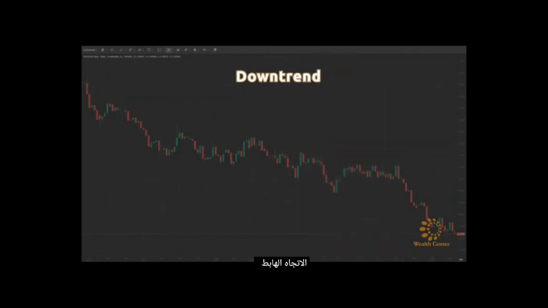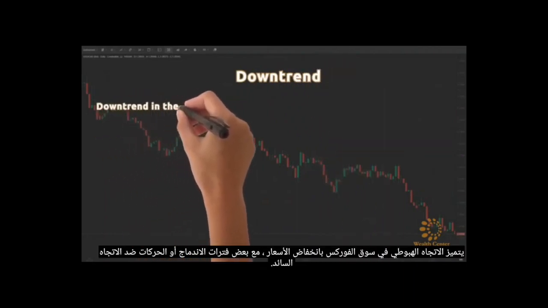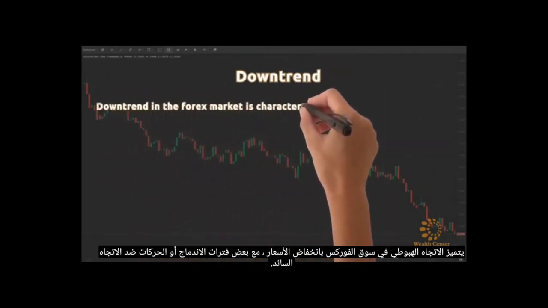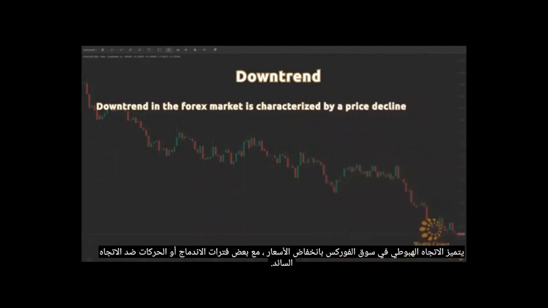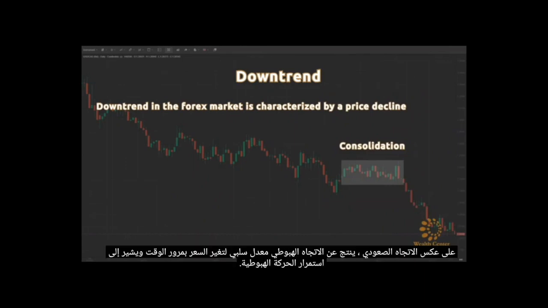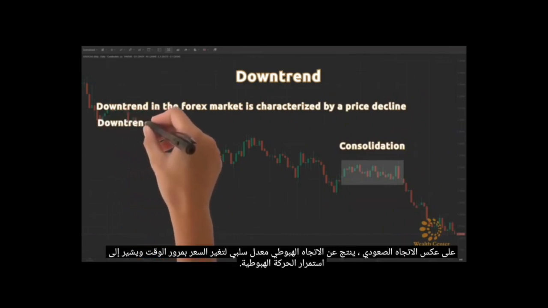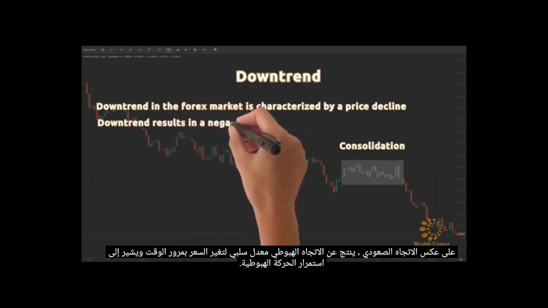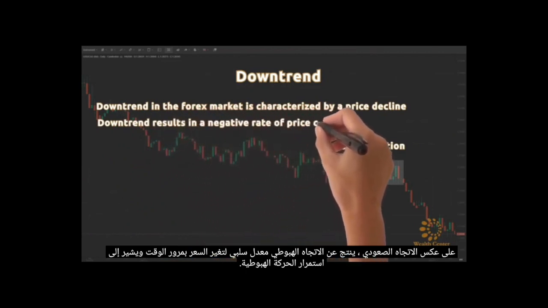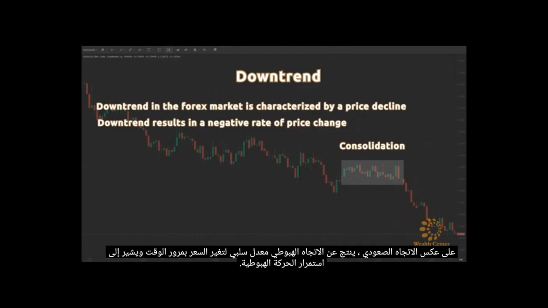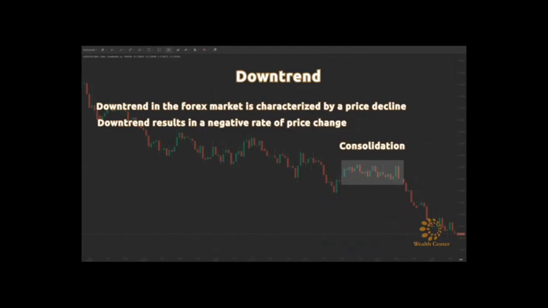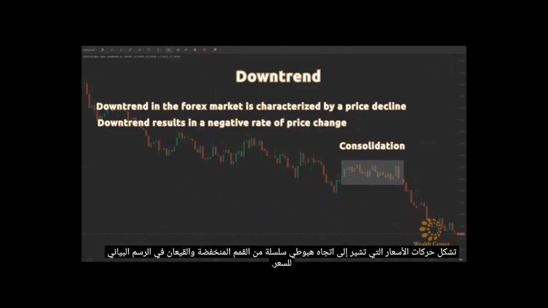Downtrend. A downtrend in the Forex market is characterized by a price decline, with some periods of consolidation or movements against the prevailing trend. Contrary to an uptrend, a downtrend results in a negative rate of price change over time and signals the continuation of a downward move. The price movements indicating a downtrend form a series of lower peaks and valleys in the price graph.